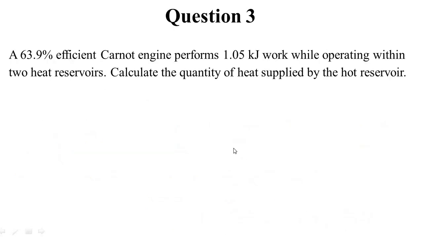Question 3 talks about a Carnot engine, and we are told that a 63.9% efficient Carnot engine performs 1.05 kilojoules of work while operating within 2 heat reservoirs. Calculate the quantity of heat supplied by the hot reservoir. Remember, the hot reservoir has to cause some work done, and the cold is actually supposed to take away the heat that was responsible for the work that was done. We call positive work and negative work.